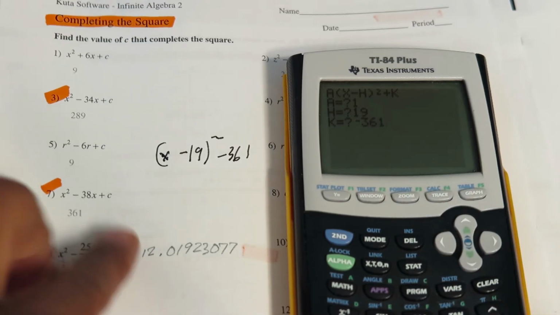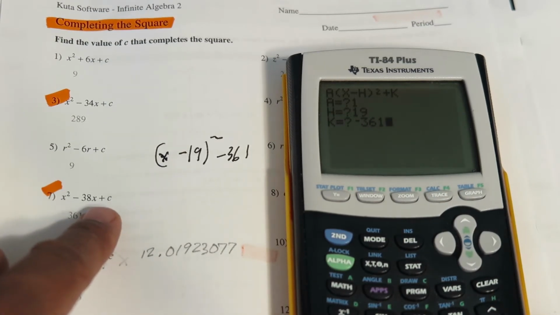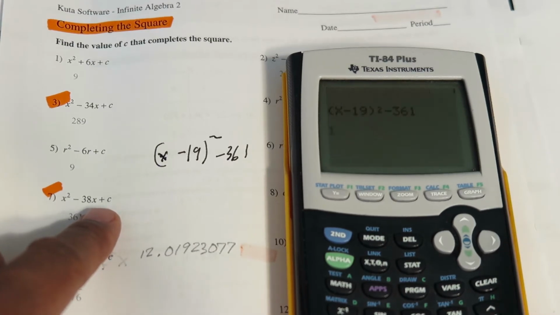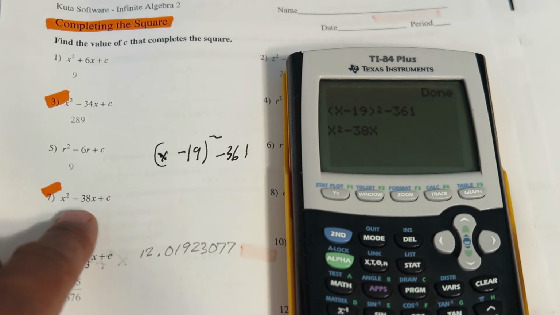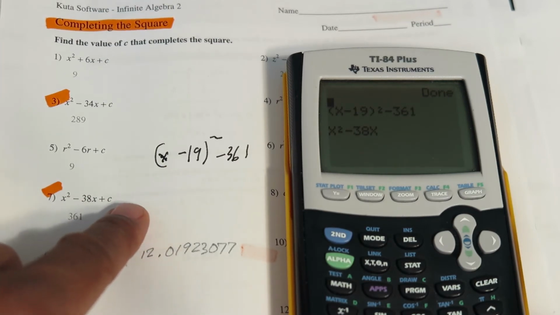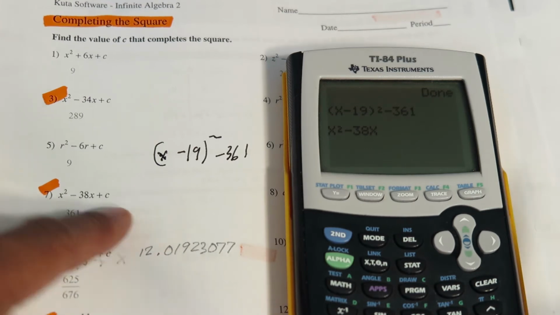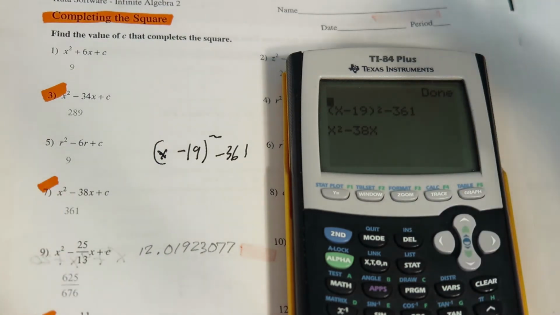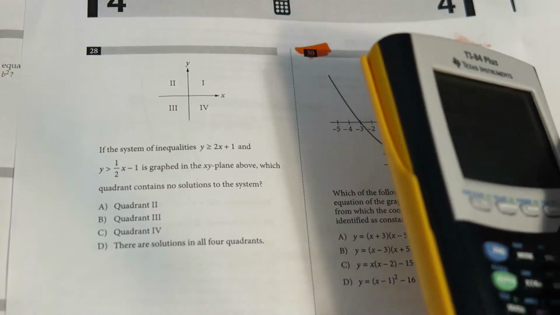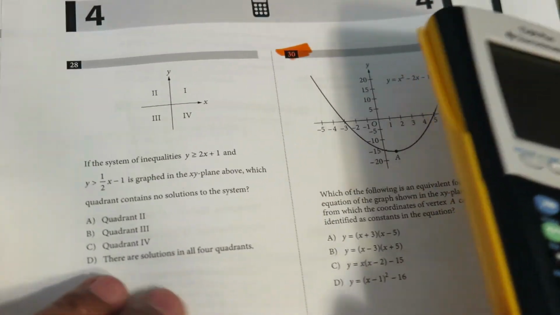And we are going to put it in the standard form, so we're going to choose option 3. And there you have it. X squared minus 38x. And there's no constant because we said it was 0. So it can go either way. It can go from standard to vertex, or from vertex to standard. Okay, now let's jump into why I think this is a good program to have for the SAT.